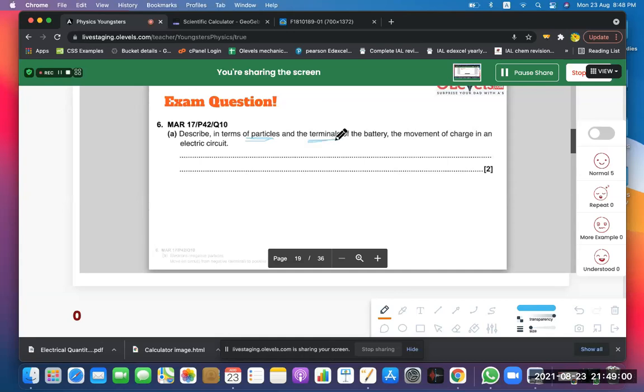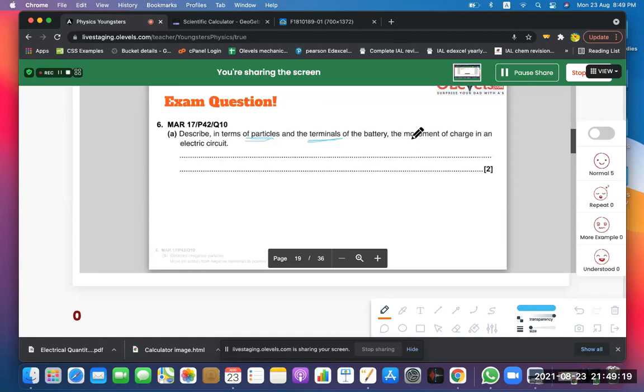Do you know what terminals are? Positive to negative or negative to positive? The terminals of the battery, positive and negative. If we have to mention the particle, we know the particle can be... You have to mention the terminal as well, negative terminal, positive terminal, meaning from negative to positive or positive to negative. That is what you will have to write.